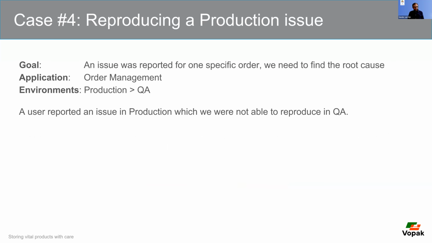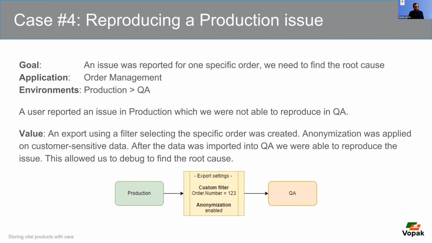Reproducing a production issue. This also was done recently, where we had an issue with a specific order, and we were unable to find the root cause with the data available in the QA environment. So we created a set with a custom filter where we say order number is 1, 2, 3 in this case, but also apply anonymization because there could be customer sensitive data in it.